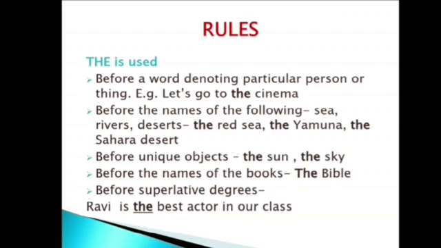We use the before the names of the following: seas, rivers, deserts. For example, the Red Sea, the Yamuna, the Sahara Desert. We use the before unique objects. For example, the sun, the sky. We use the before the names of books. Example is the Bible. We also use the before the superlative degrees.